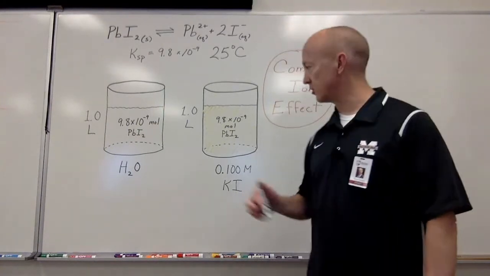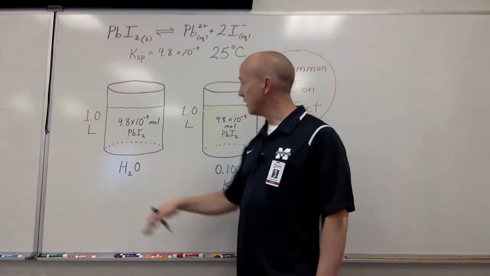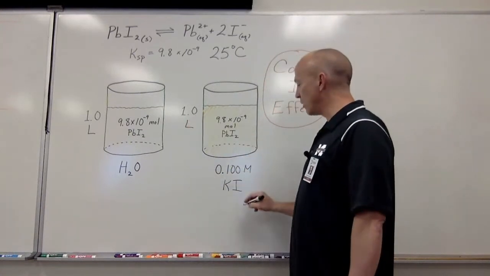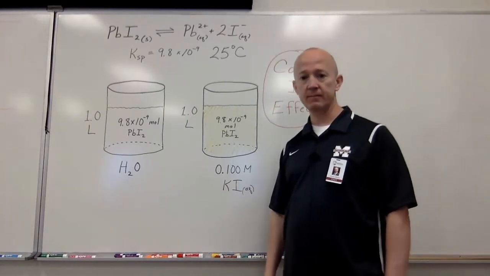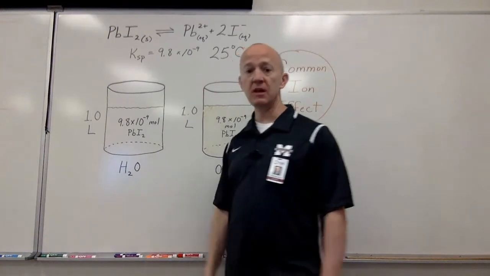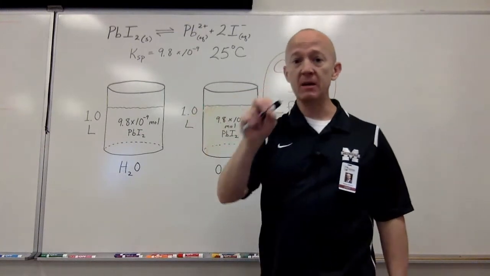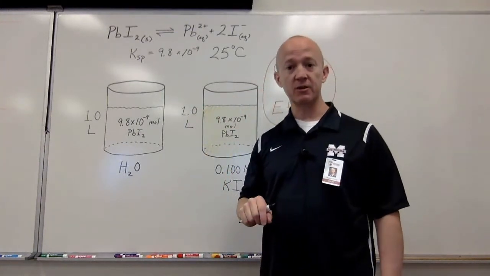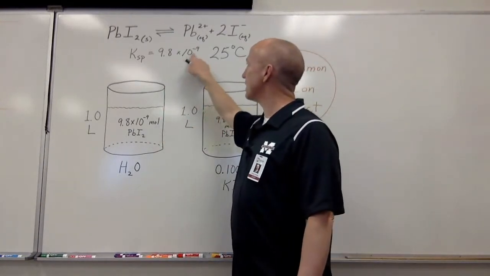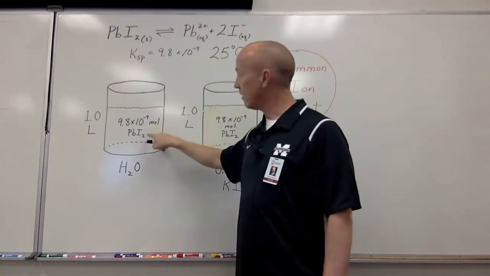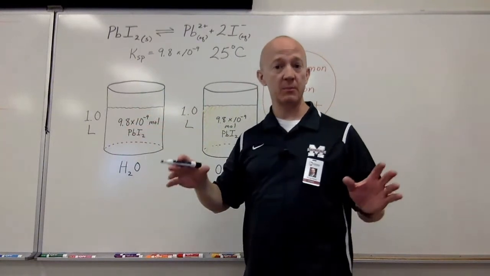Now, let's take a look at two beakers I've drawn on the board here. One has a liter of pure water. The other has a liter of 0.1 molar potassium iodide solution, aqueous potassium iodide. Now, this KSP value means that in 1 liter of water, I can dissolve that many moles into that liter at 25 degrees Celsius. So I've done that in our experiment here. I've taken 9.8 times 10 to the -9 moles of potassium iodide, and I was able to dissolve it in this liter of water without it precipitating.